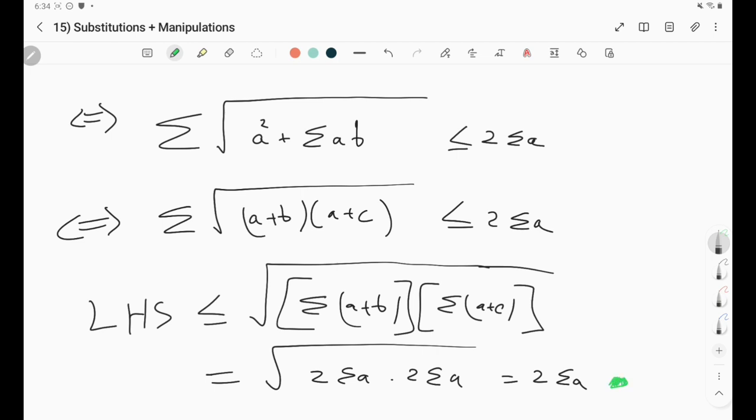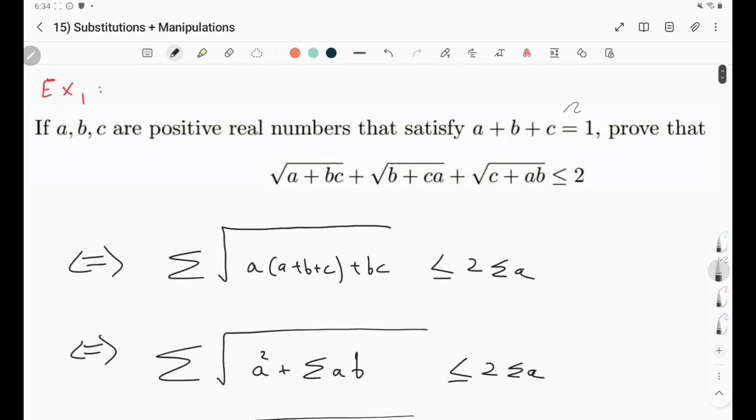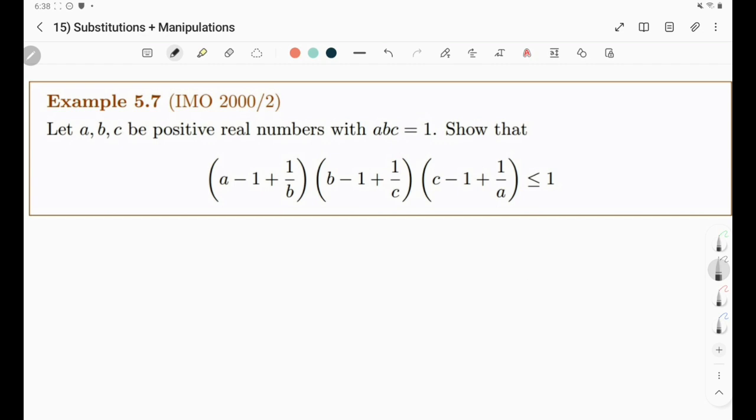So basically, this is a very standard question about homogenization. Homogenization is a very important technique in order for us to get rid of the conditions in general. However, is this the only technique that we can use? Well, let's see. For this example, this one is an IMO question, IMO 2000, problem 2.